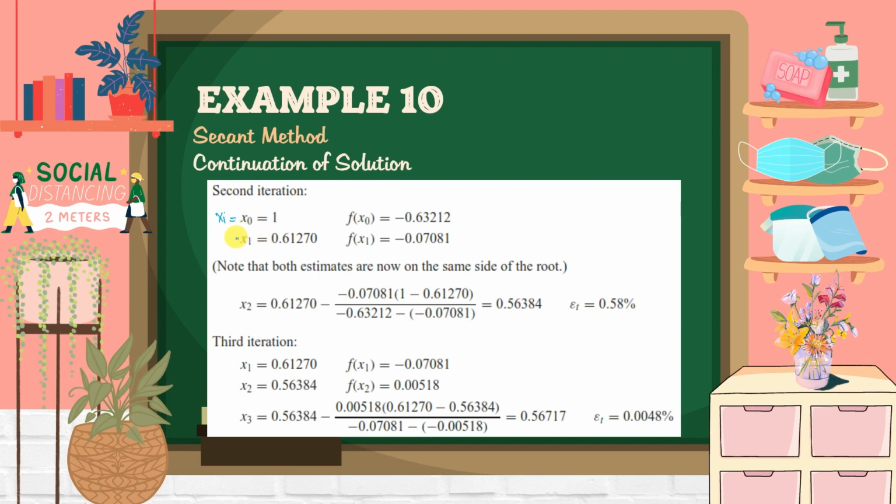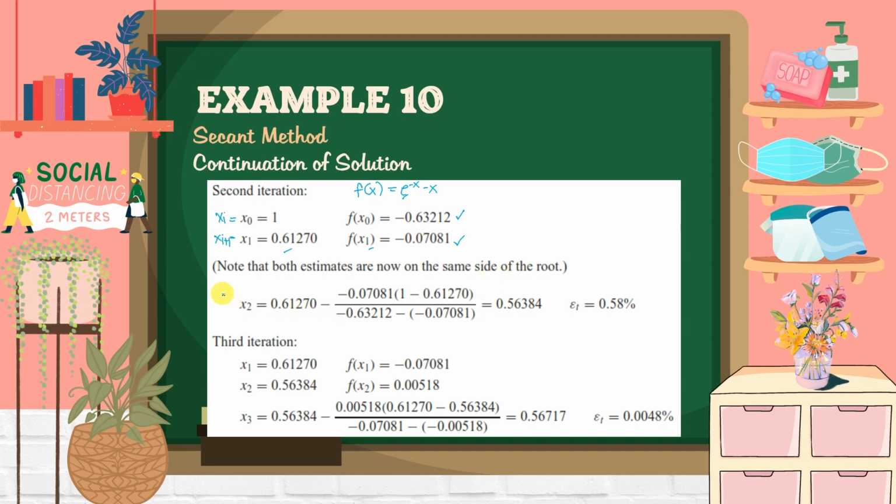And x sub 1 is simply the resulting x sub i plus 1 from the first iteration. So, substituting the values of x sub 0 and x sub 1 into the given function, e raised to negative x minus x, we will be able to find the value of the function of x sub 0 equals negative 0.63212, and for the function of x sub 1, substituting the value of x sub 1, we will have negative 0.07081. So note that both estimates are now on the same side of the root.